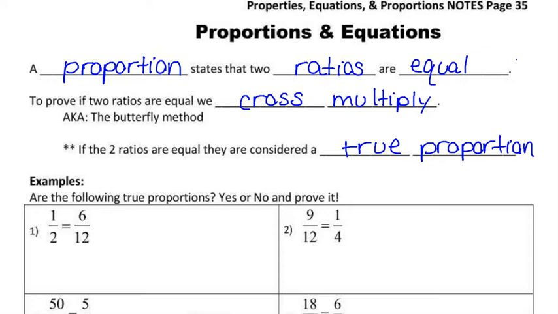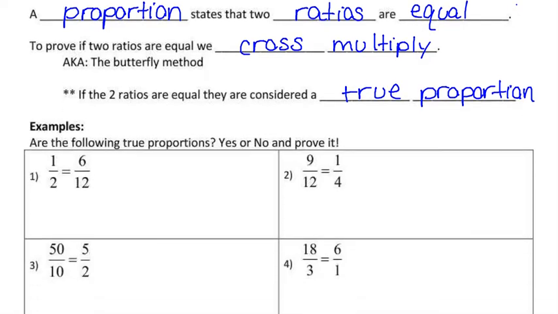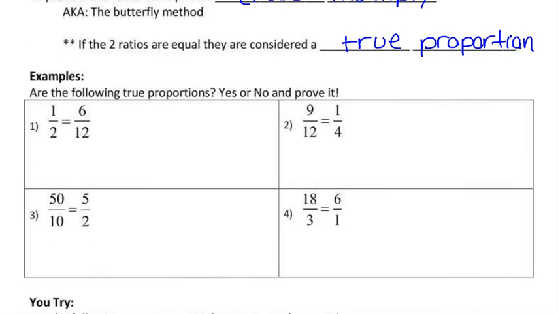So let's go through these first 4 examples, and we're going to use the butterfly method to figure out if they are true proportions or not. The way that you figure this out is you cross multiply. So 2 times 6. I'm going to write out 2 times 6. And then we're going to butterfly the other way. 1 times 12.